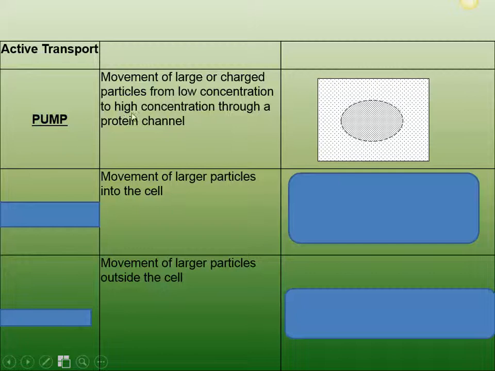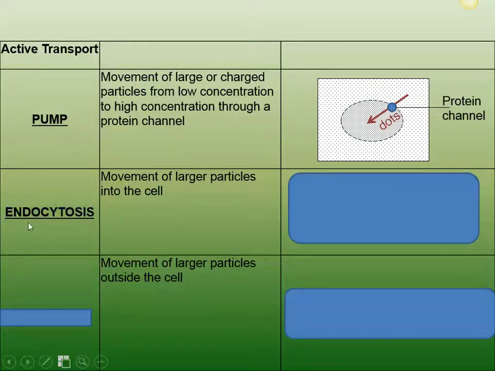All right, so just some definitions. We have the pump, which is going to be the movement of a large or charged particle from low concentration to high concentration through a protein channel. So you have a protein channel, that same idea, but this time you're moving it from low concentration to high concentration. And usually the object that you're trying to move is really large or it's charged, right? It's going to have an electrical charge on it. Either way, in both of those scenarios, the cell is not going to want to let it come in through the cell membrane. So if you have a pump here, the dots are going to go from low concentration to high concentration.